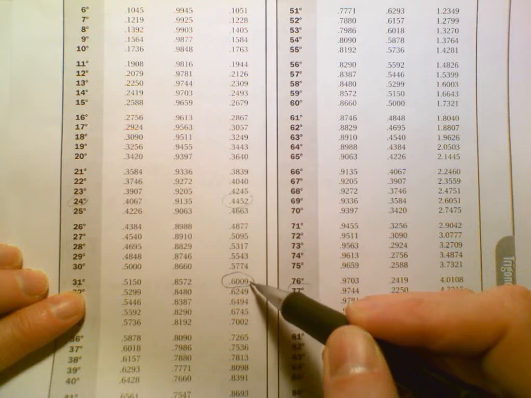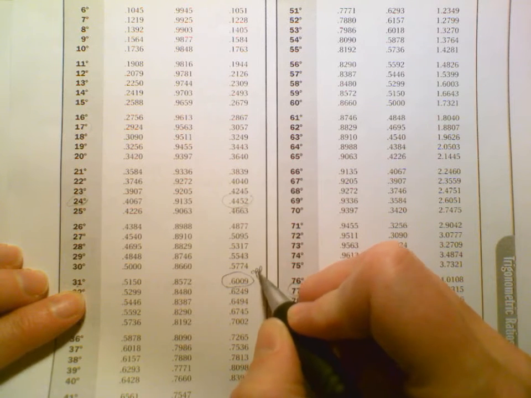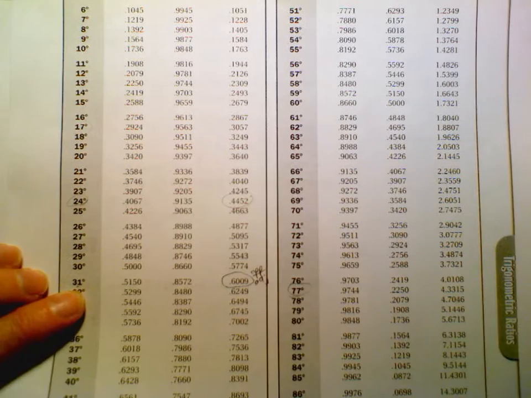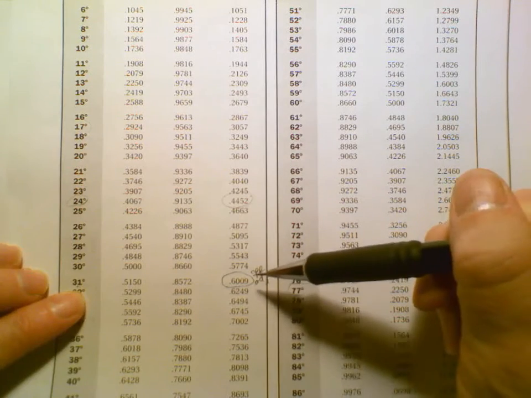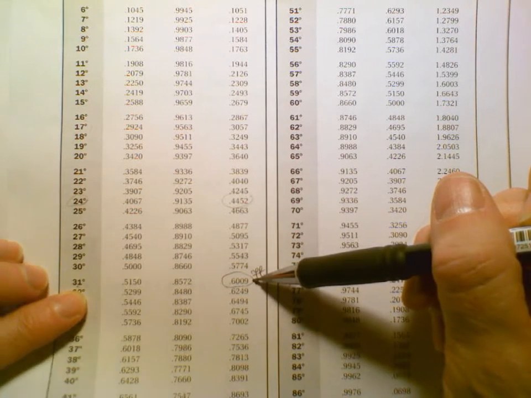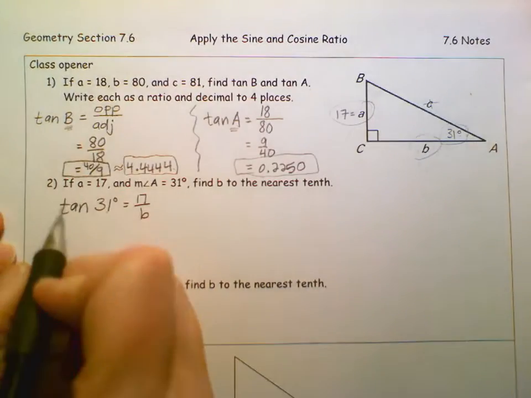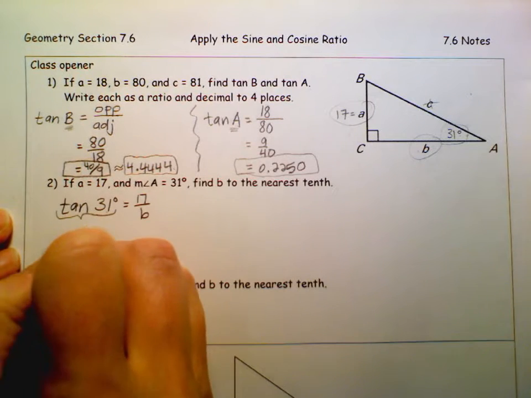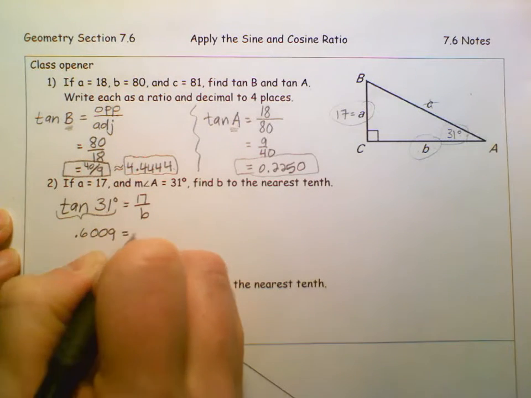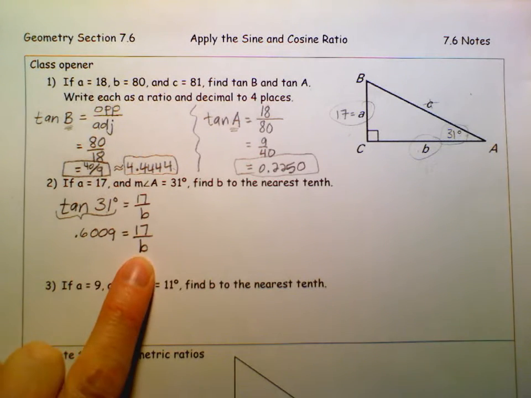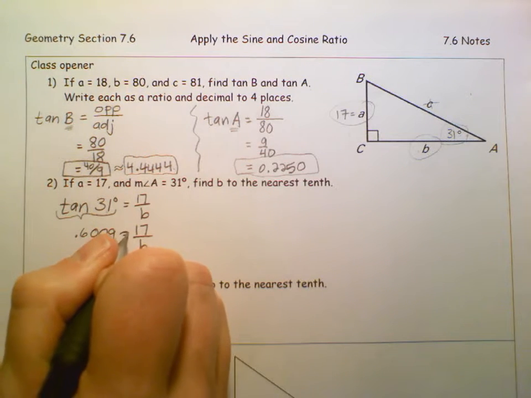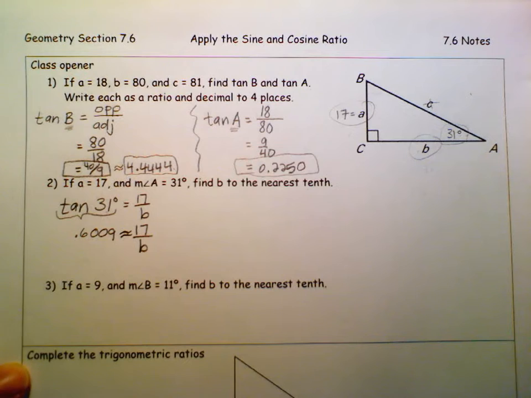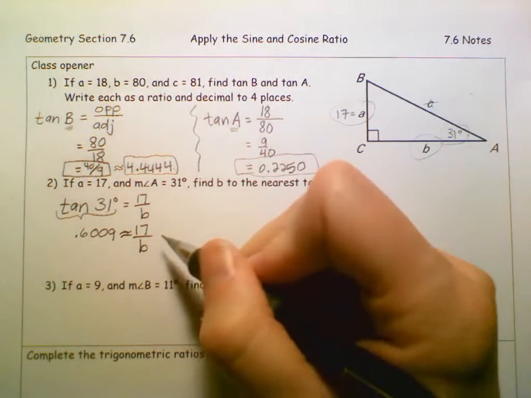That is just the ratio of the opposite over the adjacent, right? If you knew the opposite side and the adjacent side, and you wrote them as a fraction and then took it to 4 decimal places, it would be that number right there. So we're just going to replace that side with that ratio, 0.6009. And we know that has to equal whatever 17 divided by the B side is. Okay, and it's an approximation. That's the reality. Everything in trig is approximating because we're always rounding our decimals.